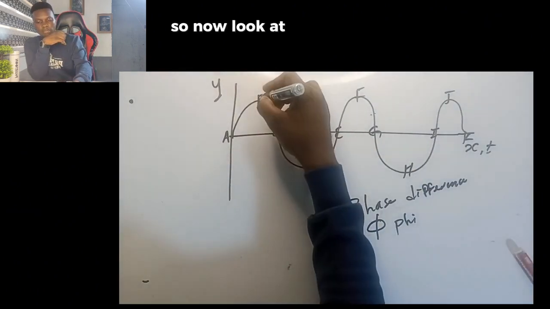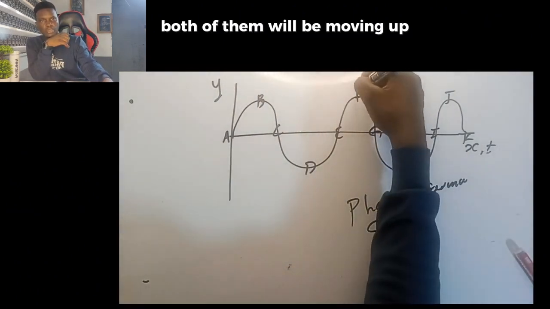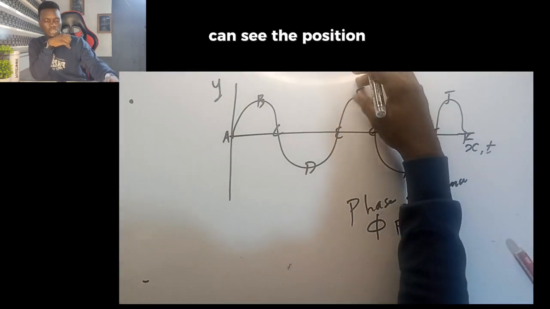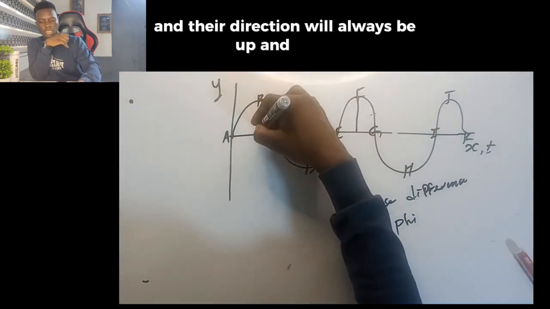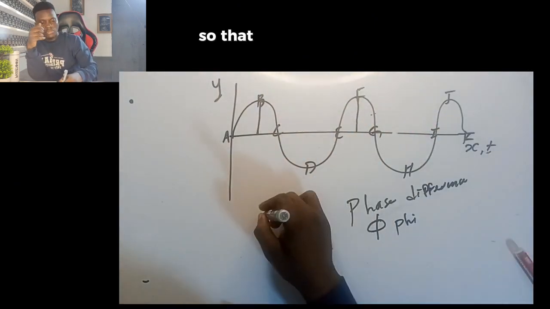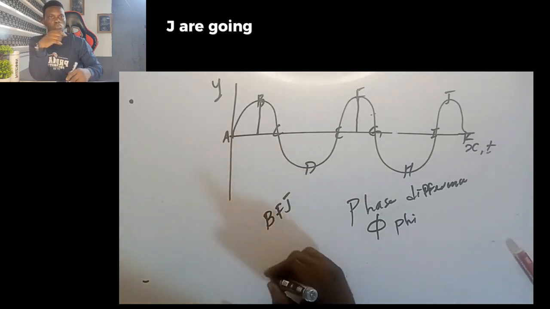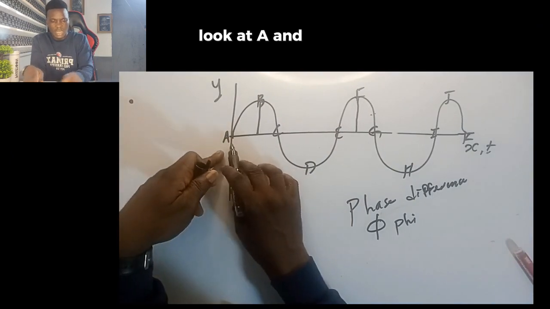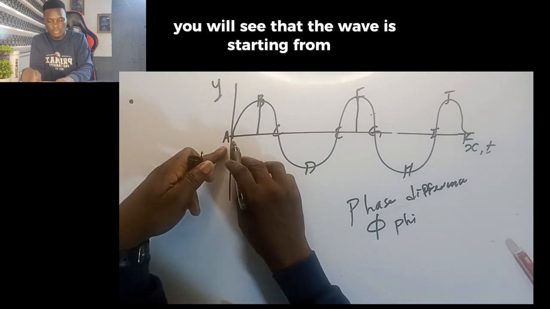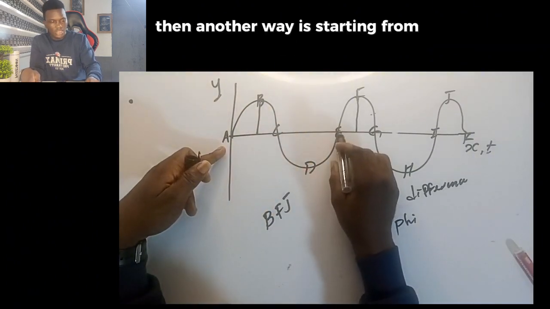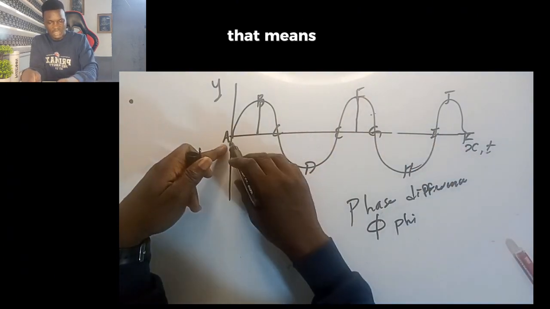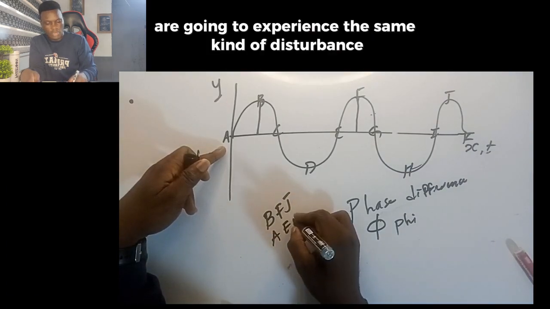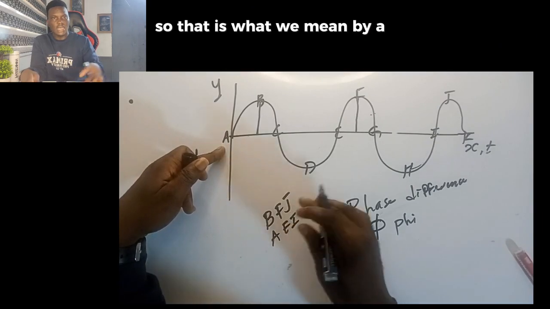So now look at particle B and particle F. Both of them will be moving up and down, experiencing the same kind of disturbance. You can see the position and their direction will always be up and down like that. Same thing with J. So that means that B, F, J are going to be experiencing the same kind of thing. So they are said to be in phase. Look at A and look at E. You will see that the wave is starting from A, then another one is starting from E, then another one is starting from I. That means A, E, and I are going to experience the same kind of disturbance. So that is what we mean by A, E, and I are in phase.